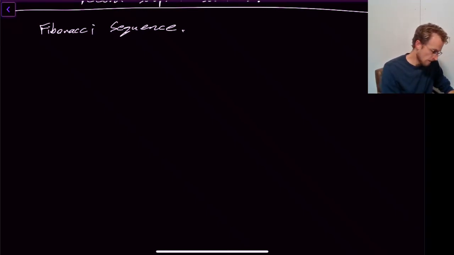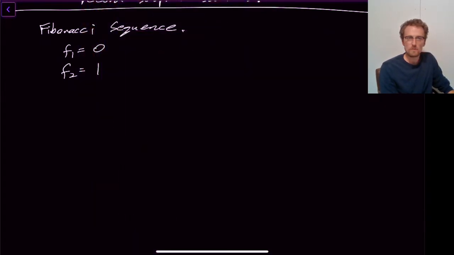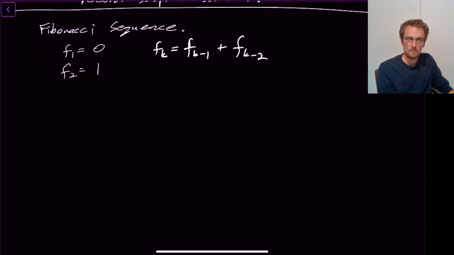So the Fibonacci sequence is defined like this. I'm going to define f1 as 0, f2 as 1. So I have these two starting point numbers. And then every subsequent number is the sum of the previous two. So fk is defined as fk minus 1 plus fk minus 2. All right, so what is f?